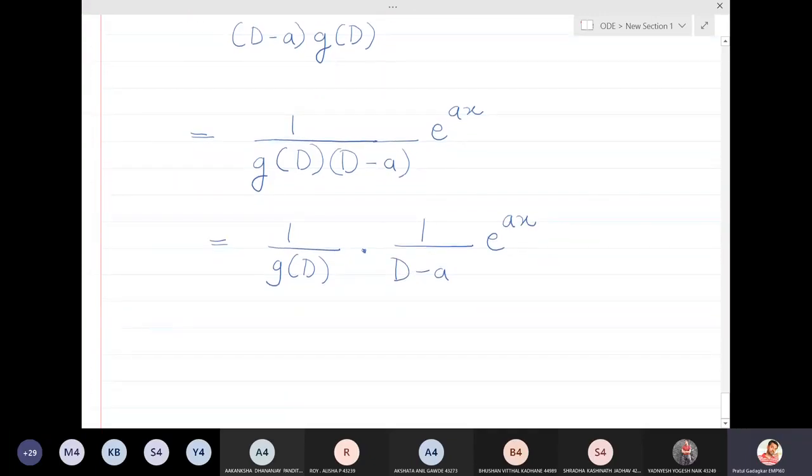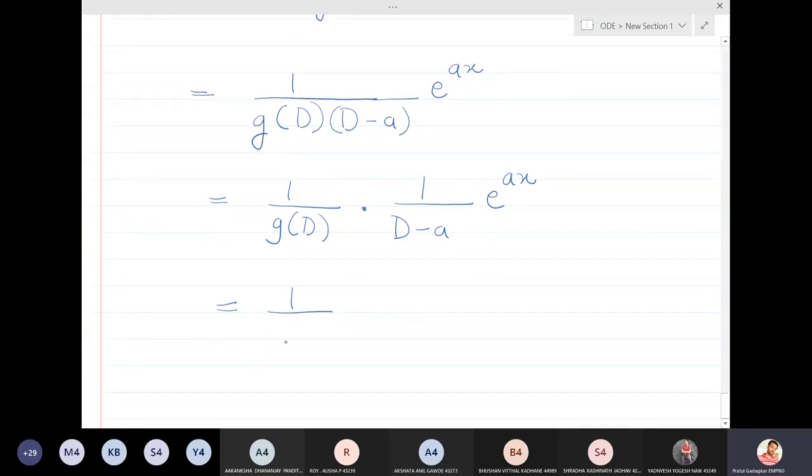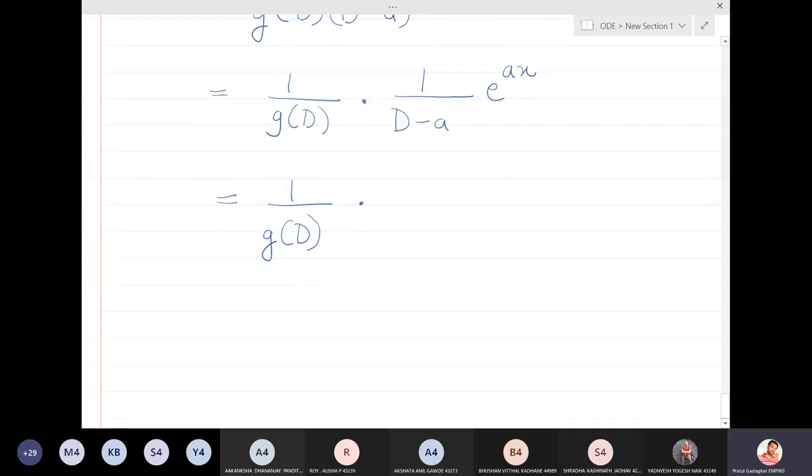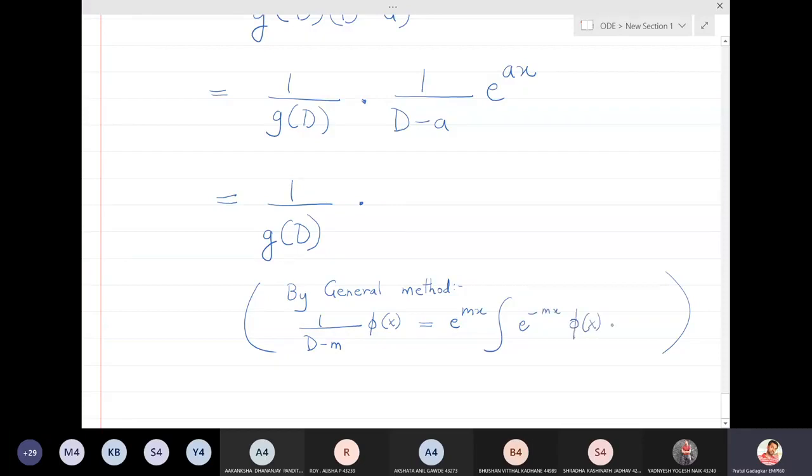I'll just go through the calculation. Once I finish this calculation, you will understand what you have actually performed. This is equal to 1 upon g of D into, now what is 1 upon D minus a e power ax? Whenever trouble comes, we go for the general method. What I know by the general method is that 1 upon D minus m of phi of x is equal to e power mx integral e power minus mx into phi of x dx. This is my general method, so I will use that formula here.